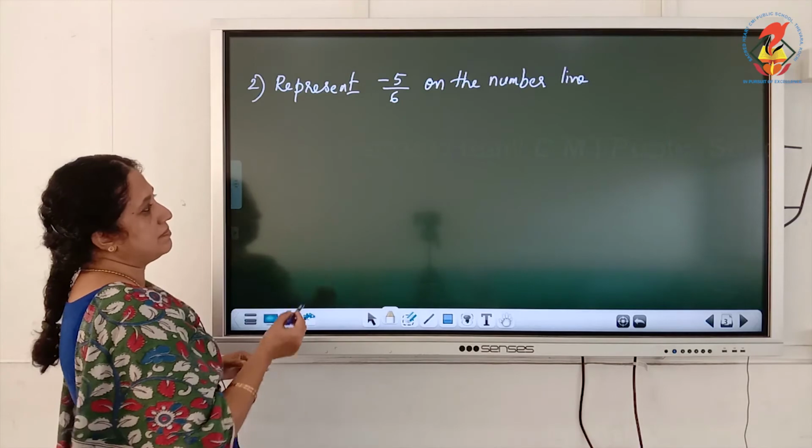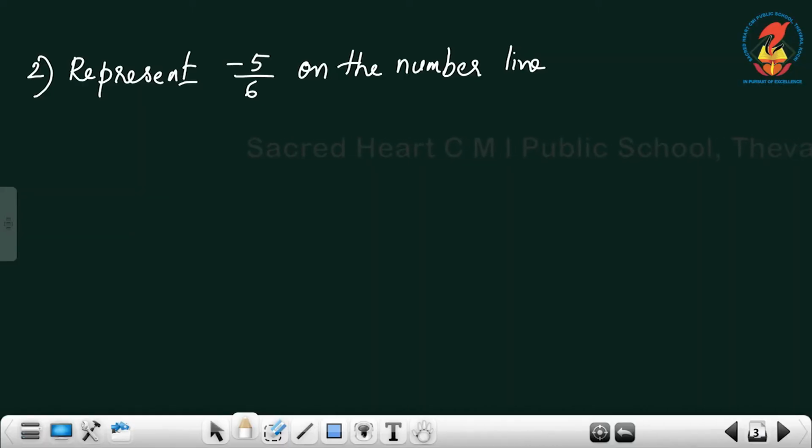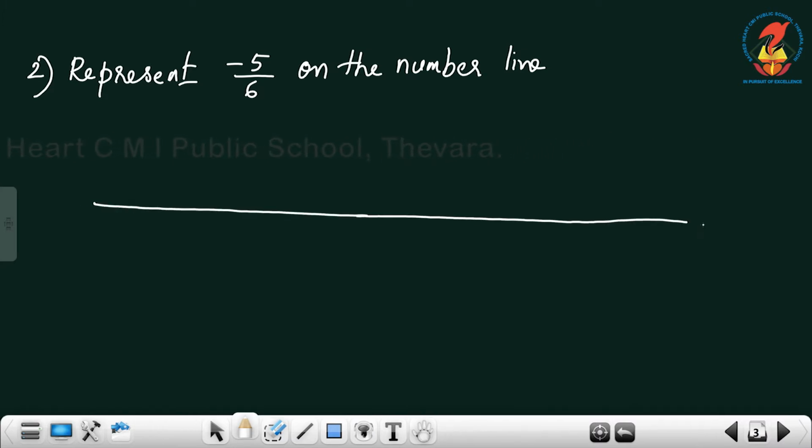Now next question. Represent negative 5 by 6 on the number line. Then first you have to draw a line. Put arrow marks on both sides because the line extends indefinitely in both directions. Now negative 5 by 6. The meaning is that it is a negative rational number.